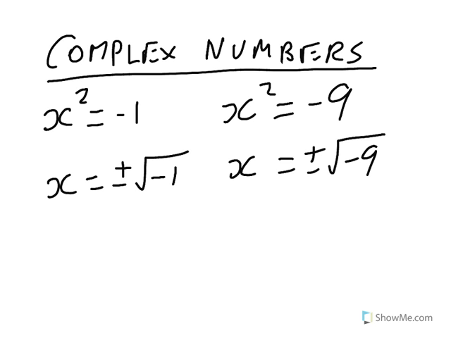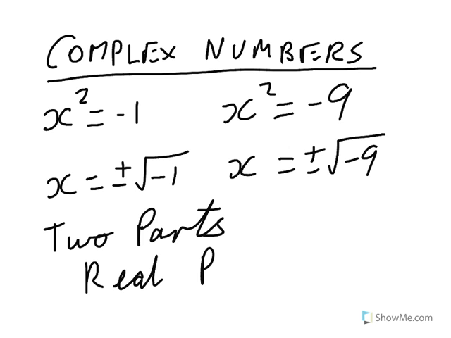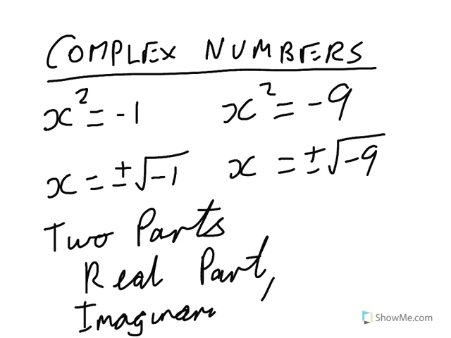So mathematicians had to solve that. The way they solved that was that they came up with complex numbers. Complex numbers have two parts to them. They have a real part and an imaginary part. So that's how we get around that.